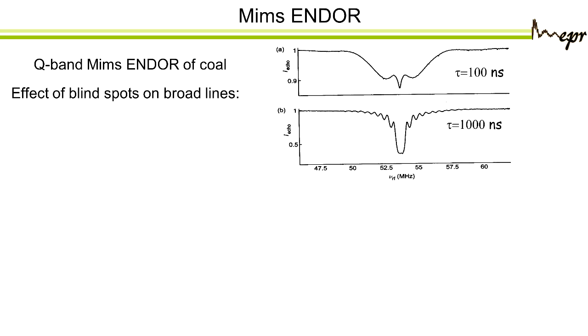So if, for instance, you have a very broad line, and you make your tau, so usually when you work with this Mims, you have an idea what your splitting will be, and usually you want to work for smaller couplings. So usually Davies is for large couplings, Mims for smaller, and then you want to put your tau as small as possible such that these blind spots will be outside your spectrum. Now you cannot make it very, very short because you have your dead time.